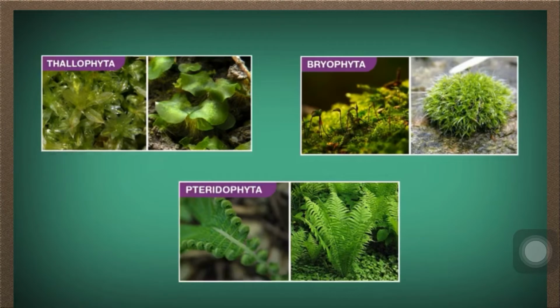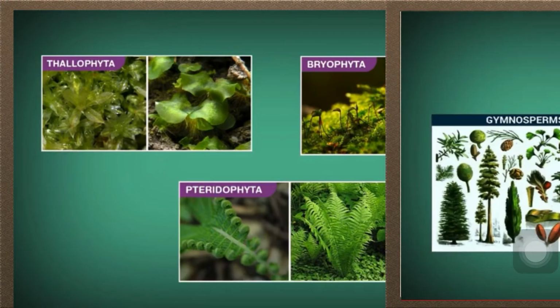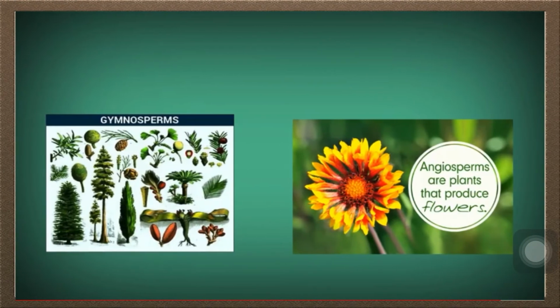As cryptogams are classified into Thallophyta, Bryophyta and Pteridophyta, these divisions we are going to learn in detail in the next module, that is, in the next video. Phanerogams are classified as gymnosperms and angiosperms. These divisions we are also going to learn in detail in the next upcoming video.